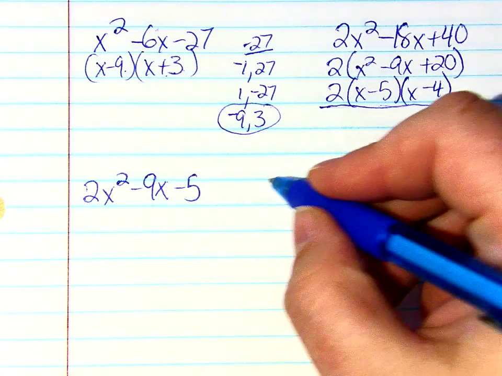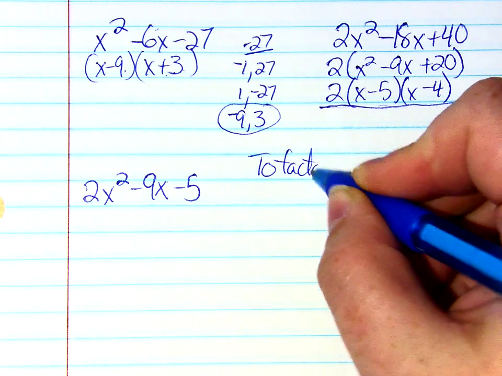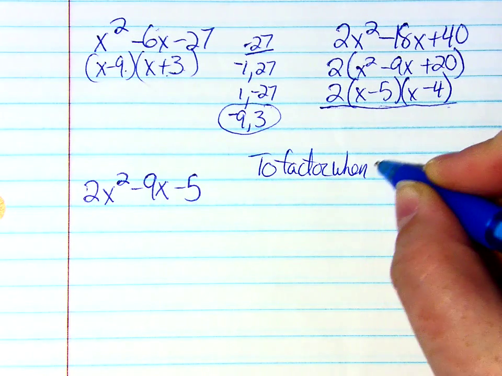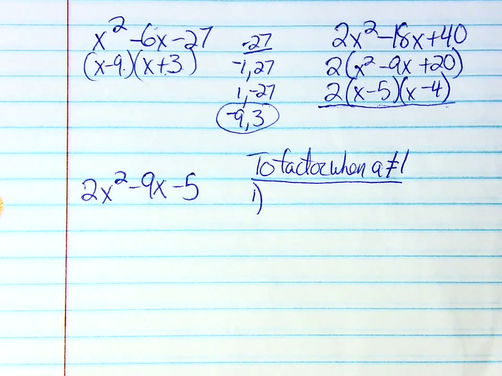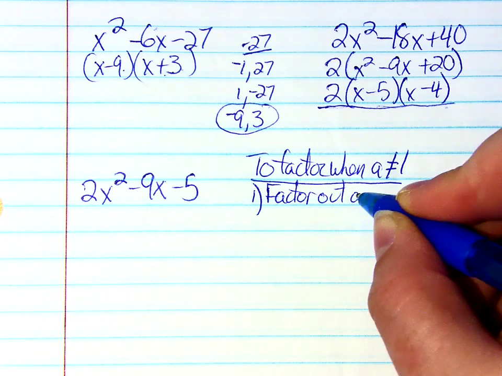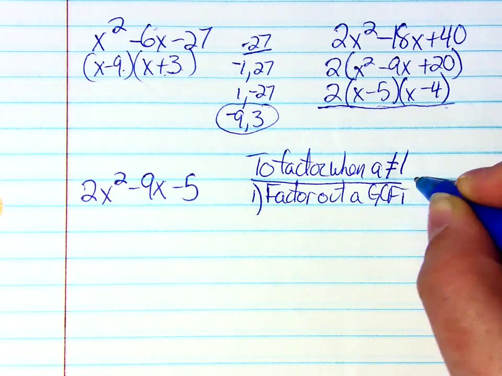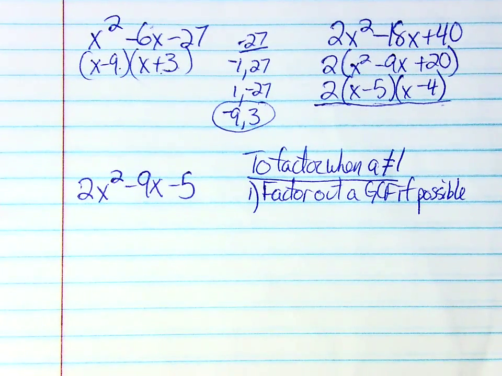So first thing, we're going to write some step-by-steps over on the side. To factor when a is not 1, a is not equal to 1: first thing you should always do, factor out a common factor if there is one. Factor out a GCF if possible. If you don't do that first step, you're going to make your life so much harder. So I implore you to not forget about step 1.